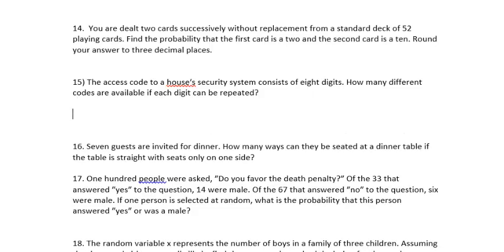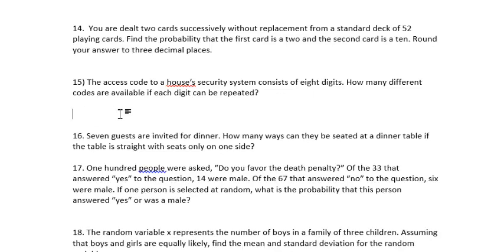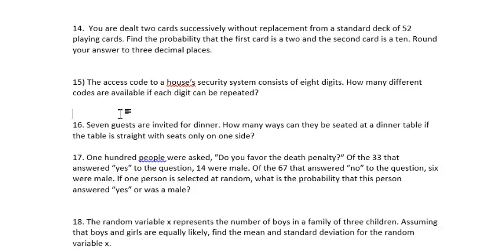So the answer, as far as I can see, is 100,000,000. There we go. One followed by 8 zeros, which is 100 million. If you had a calculator and wanted to do it, you would do 10 to the 8th power, or 10 times 10 times 10 times 10 times 10 times 10 times 10, etc. Okay, that is number 15. Just again, because you have 8 digits, and for each digit, there's a 1 in 10 chance of any particular digit happening.